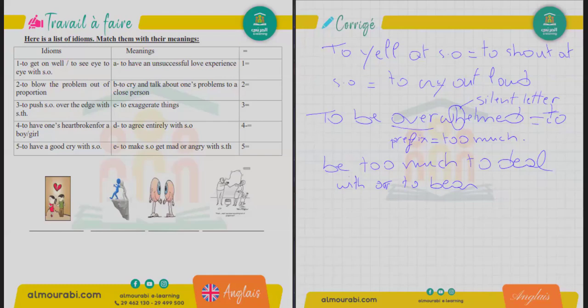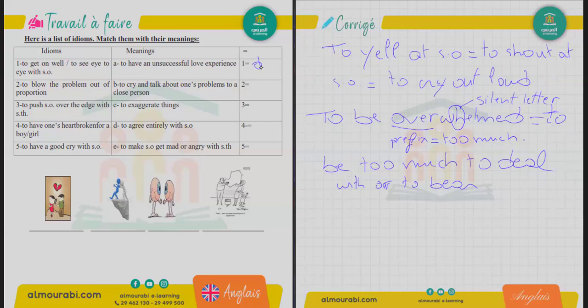Can I start? Yes, please. To get on well, to see eye to eye with someone. 1 plus D, to agree entirely with someone. All right, I just mentioned it previously. So 1 plus D. If you get on well, if you see eye to eye with your parents, that's agreeing entirely with your parents. Very good.